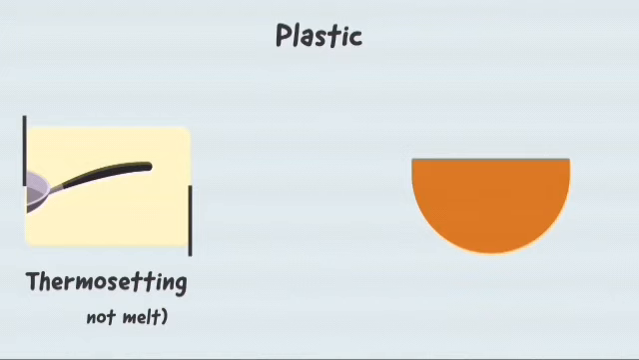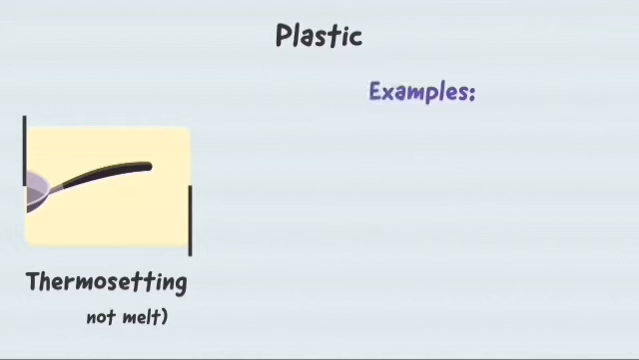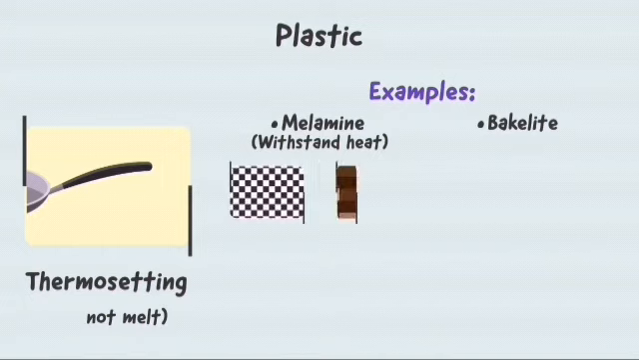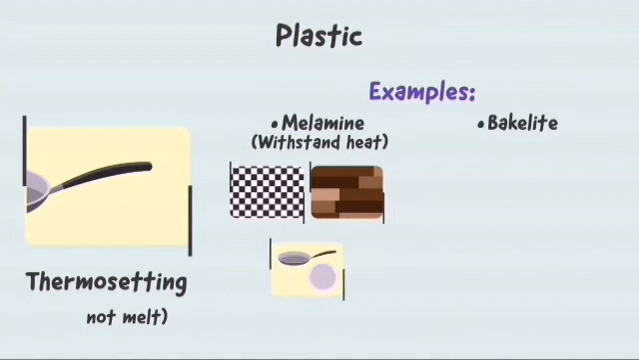The two most commonly used examples of thermosetting plastics are melamine and bakelite. And where are they used? Melamine is known to withstand high amount of heat. It is therefore used in making floor tiles and fabrics which resist fire.